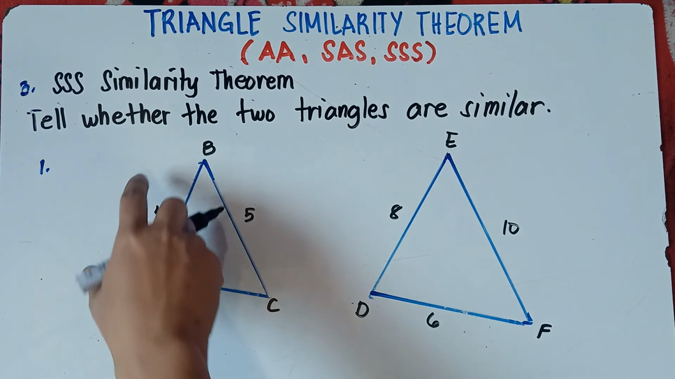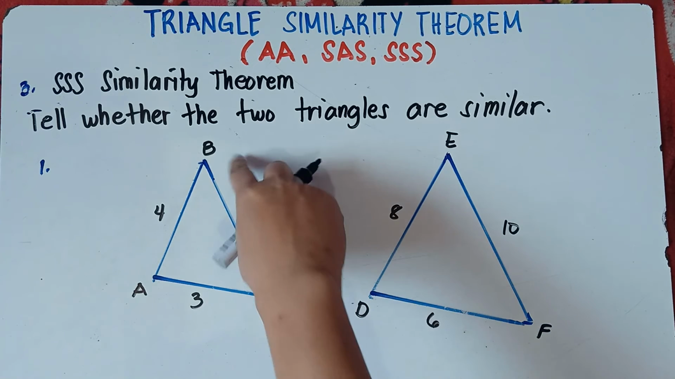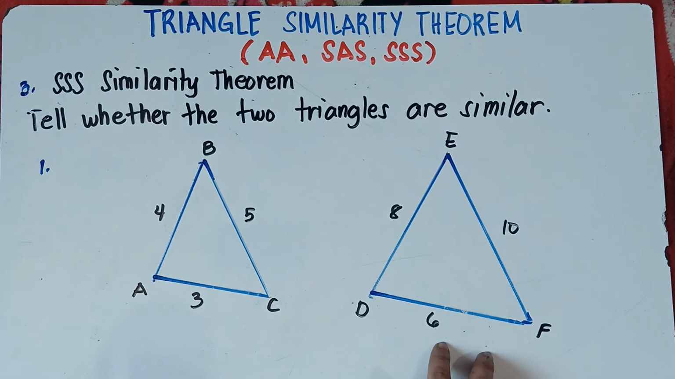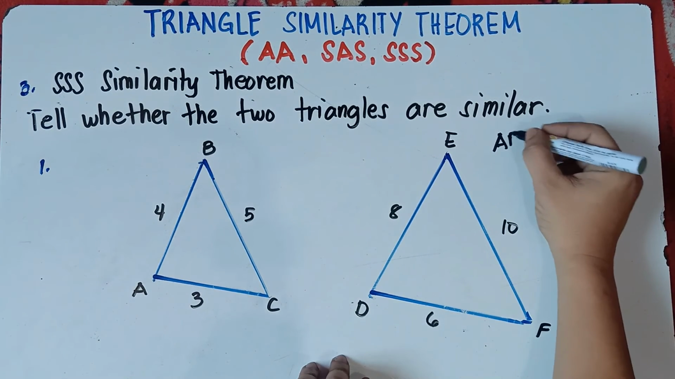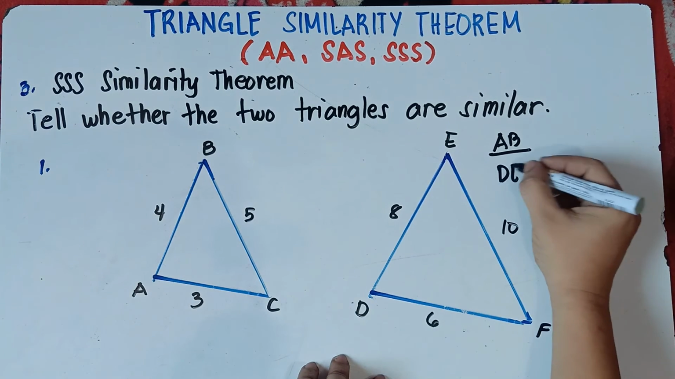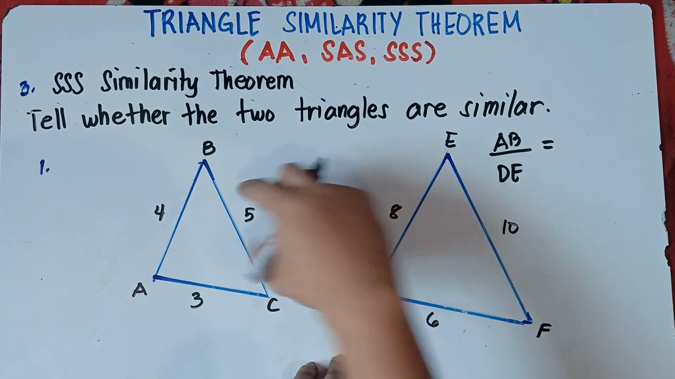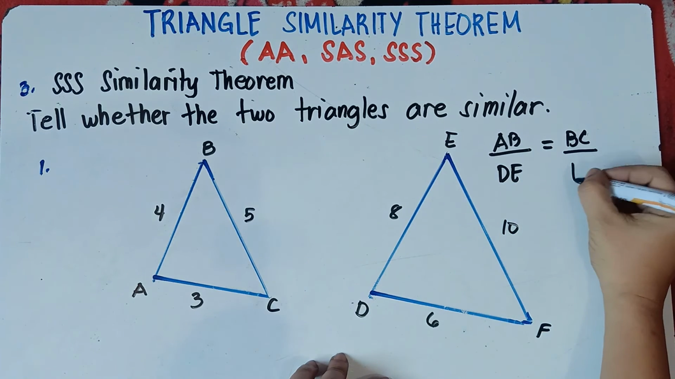So once again, BA corresponds to side ED or DE. BC corresponds to side EF. And AC corresponds to side DF. Alright, so let's write this one. AB over DE is equal to BC over EF, triangle 1 over triangle 2.